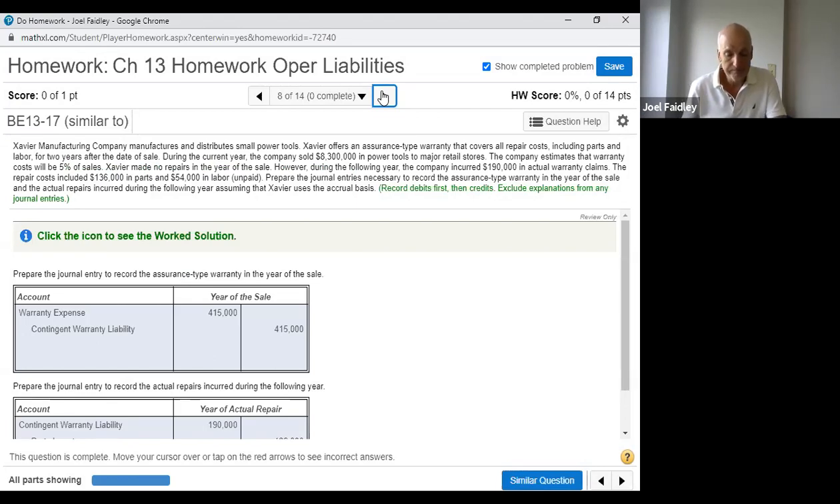It says small power tools, and this is assurance type. This is a warranty that comes with anything that you buy in a store, whether it's 3 months, a year, 2 years, whatever. Assurance type, not a service warranty, which is what you buy in addition to your product by paying extra dollars for. It's usually 10% of the total. Here is an assurance type, so this is baked into what you buy. And so the accrual basis of accounting says we have to make the warranty accrual when the actual item is sold, based on historical evidence.